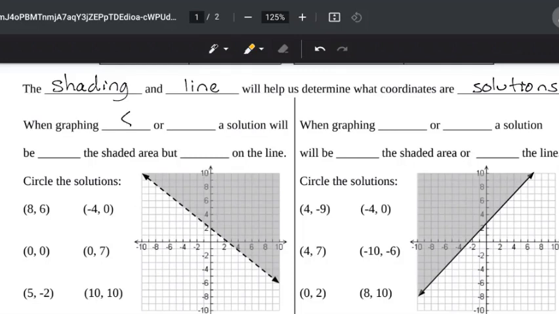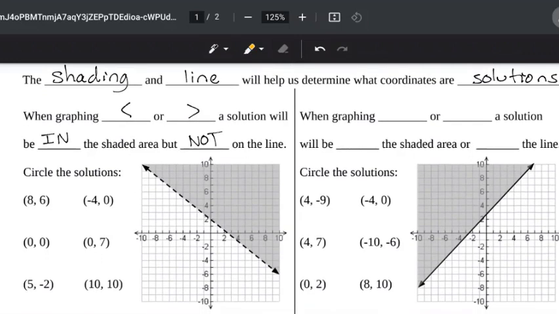When graphing less than or greater than, a solution will be in the shaded area, but not on the line. The reason being because less than or greater than symbols, it's not less than or equal to, right? The equal to will be if we are allowing the data to be considered a solution. If it's on the line, that would be considered equal to, but we're talking about not equal to, just less than or greater than. So let's take a look at some examples.